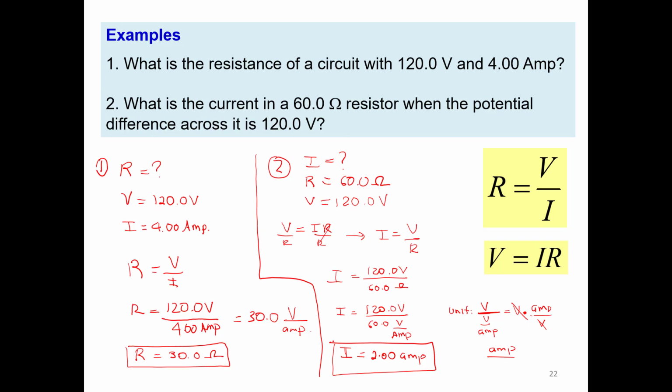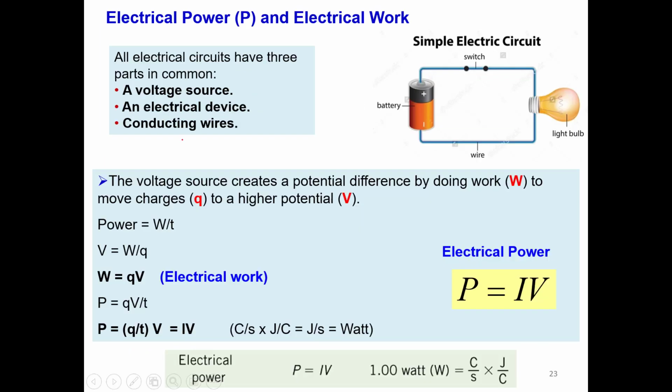And this is the current passed through this resistor. Yes, it's 2 amp. And now we want to define what is the electrical power and electrical work. We already defined the electrical work, but now we want to define also electrical power. Then, just review what we said before.